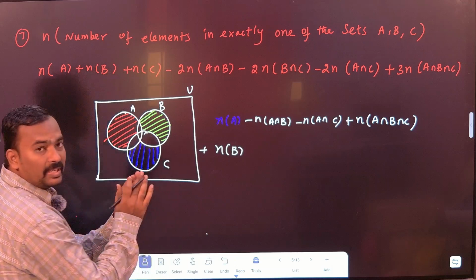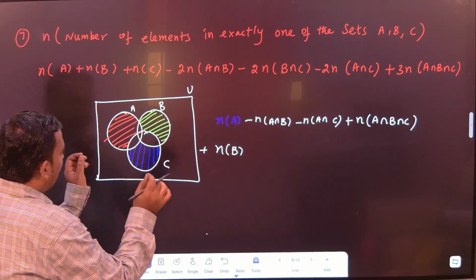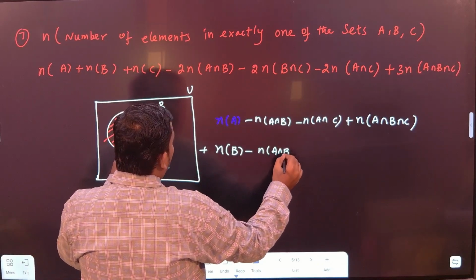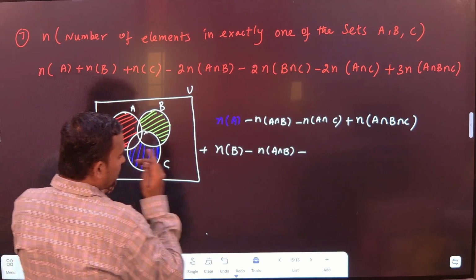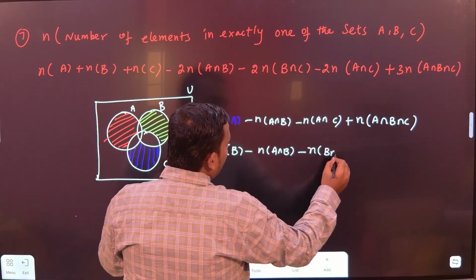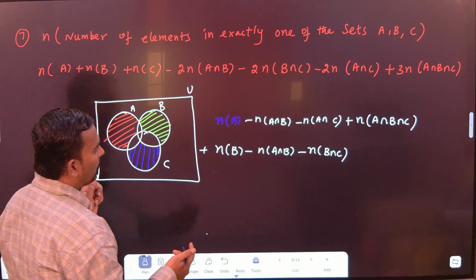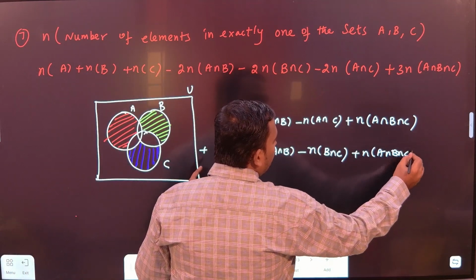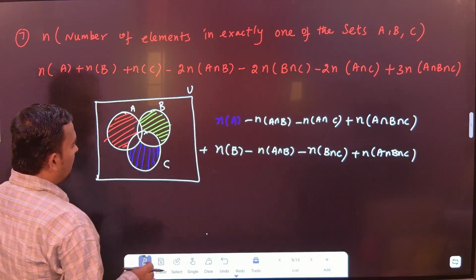Next, same way, whole B you can take plus N of B. Whole B you can take, we need only the green color. So whole B you can take, you have to remove the A intersection B, N of A intersection B, and remove this B intersection C, and 2 times you are subtracting, you have to add 1 times, N of A intersection B intersection C. Clear? Now we need the violet color.